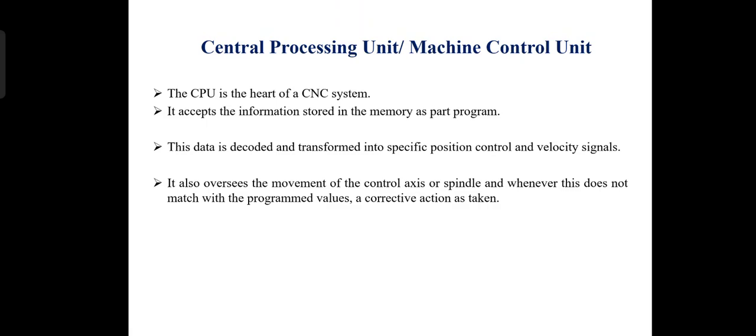The central processing unit or machine control unit has the CPU of the CNC system. It accepts the information stored in the memory of the part program. This data is decoded and transformed into specific position control and velocity signals. It also oversees the movement of the control axis or spindle, and whenever this does not match the programmed value, a corrective action is taken.